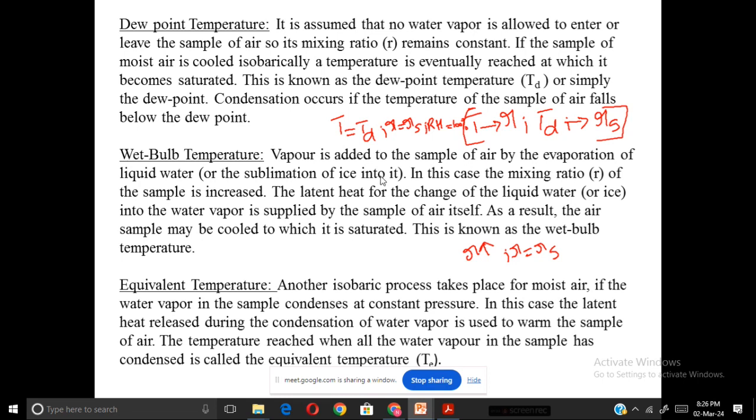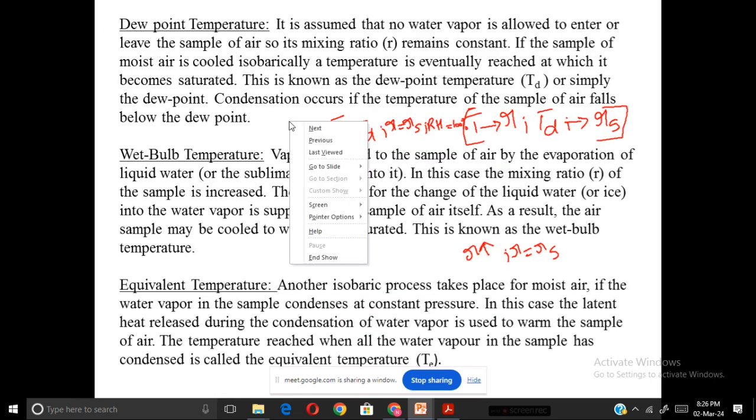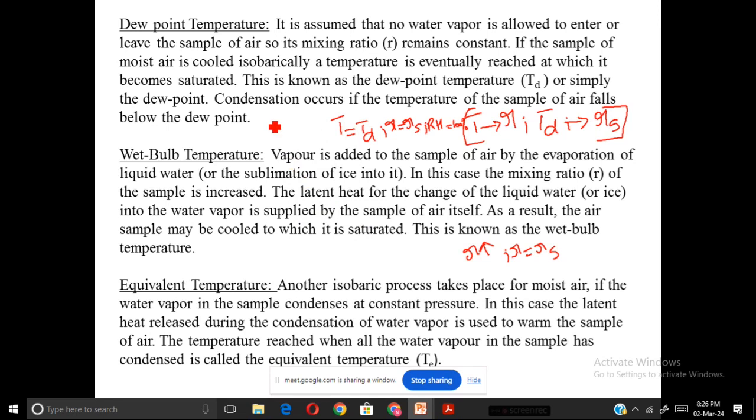So this dew point temperature will always be less than the actual temperature, because we are cooling the parcel. The actual temperature is T. Dew point temperature will be less than the actual temperature because we are cooling the air parcel so that saturation is attained. By cooling, we will reach a particular temperature when saturation occurs. That temperature is known as dew point temperature. So cooling is happening, so TD will be less than T.